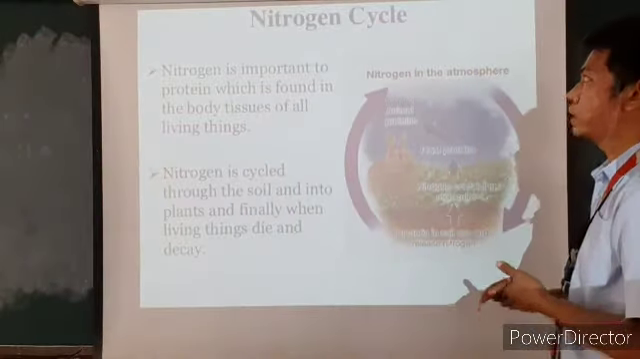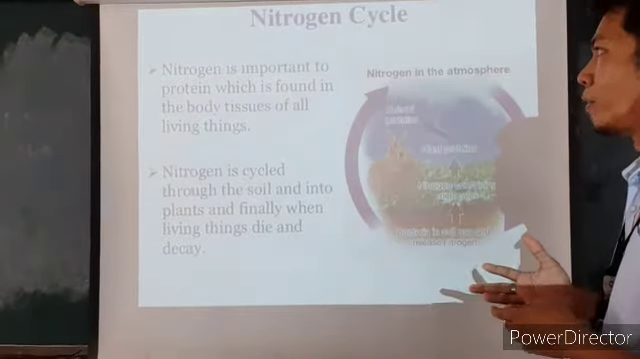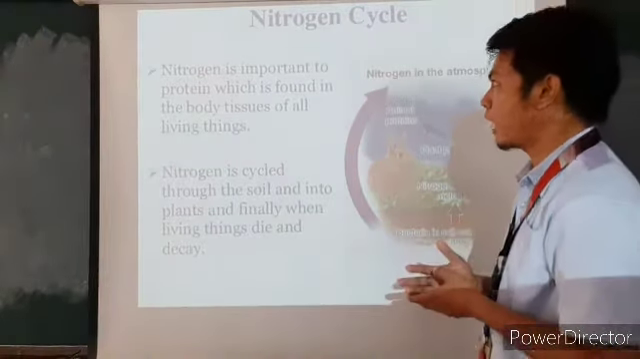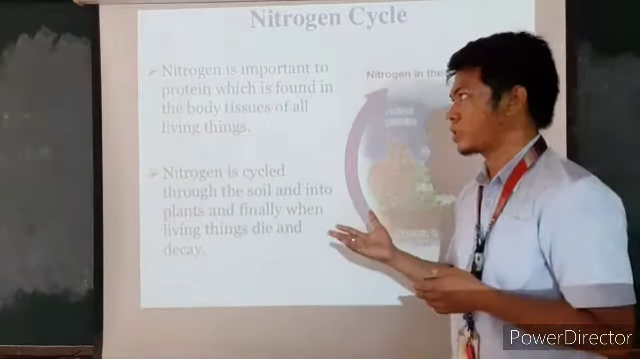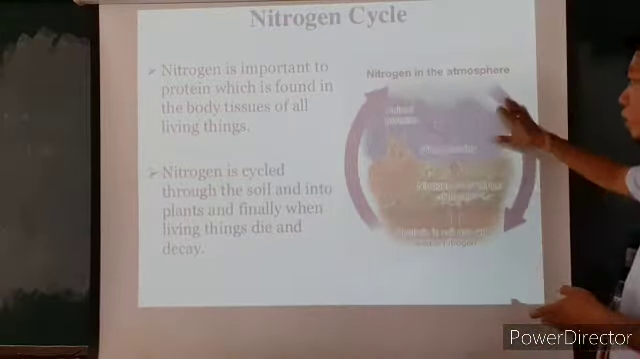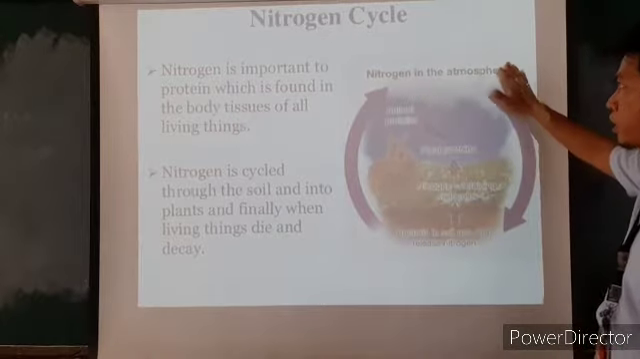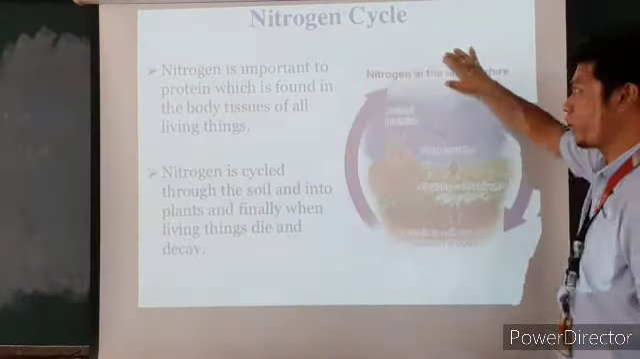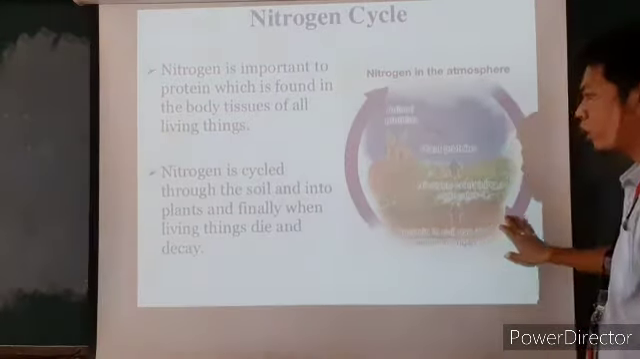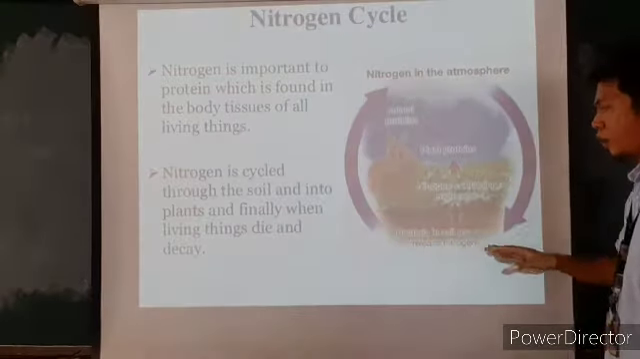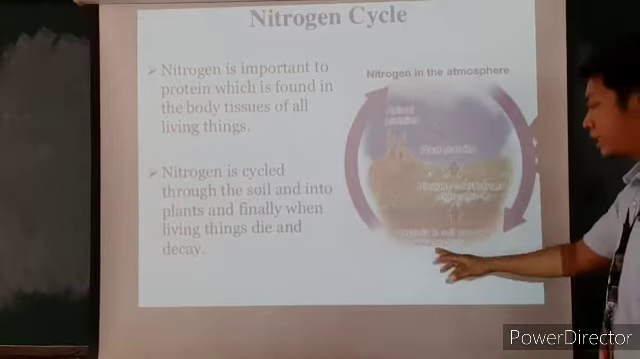So let's have the nitrogen cycle because this is the most abundant gas in our atmosphere. Nitrogen is important to protein, which is found in the body tissues of all living things. Let's have this diagram. As you see, we have nitrogen in the atmosphere. Those nitrogen in the atmosphere will go down to the Earth's surface, and then the bacteria in the soil use and release the nitrogen.